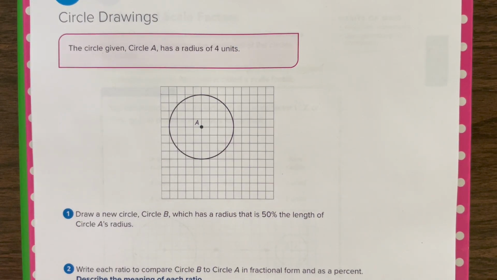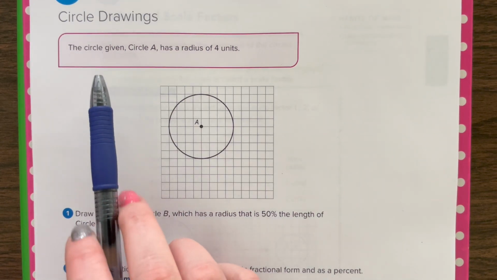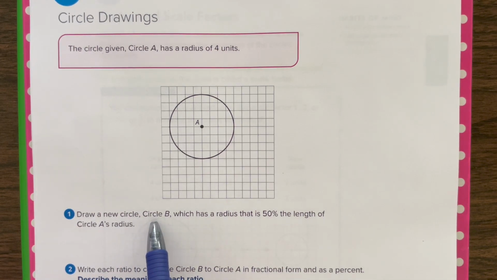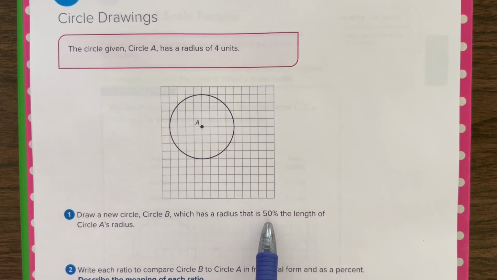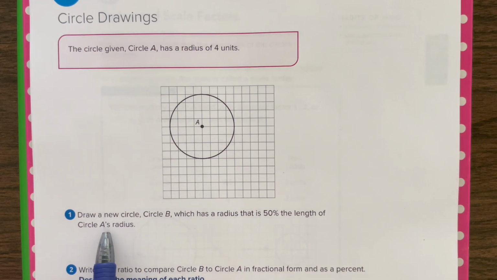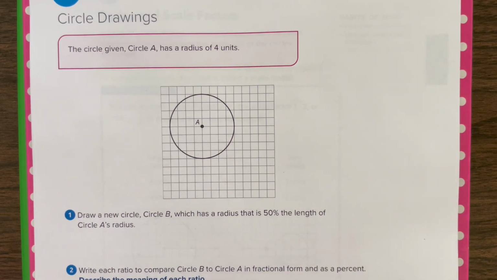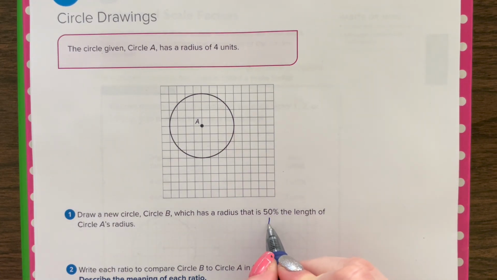Next, we're going to talk about scale factors and scale drawings. So this is on page 38 in your math book. We are given this circle, circle A. It has a radius of 4 units. We are going to draw a new circle, circle B, which has a radius that is 50% the length of circle A's radius. Well, 50% is another word for half the length of the radius.